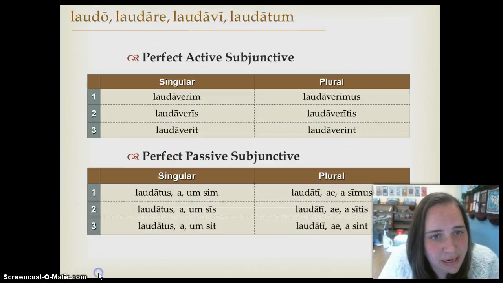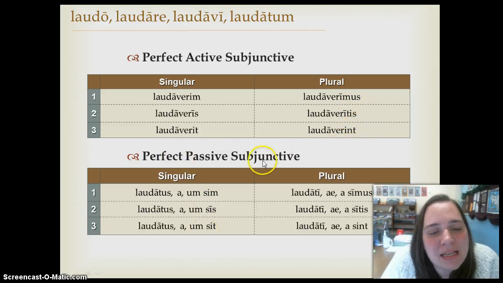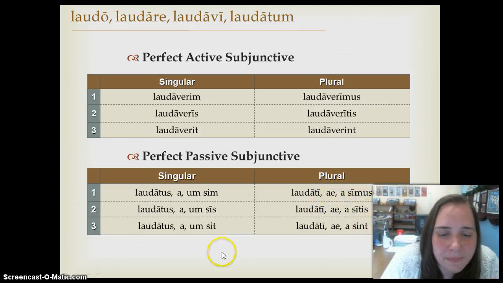I have examples here. So you can see the perfect active subjunctive is the perfect active stem, laudav, plus eri, plus these personal endings. Perfect passive subjunctive: the first word is the fourth principal part, laudatus, laudata, laudatum, and then sim, sis, sit; laudati, laudatae, laudata, simus, sitis, sint.